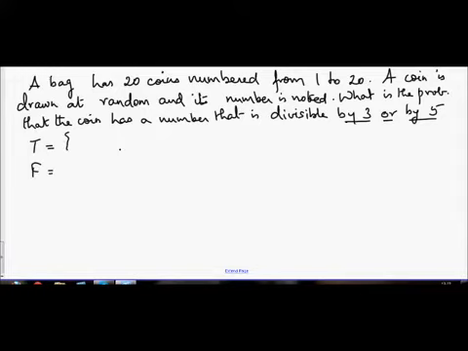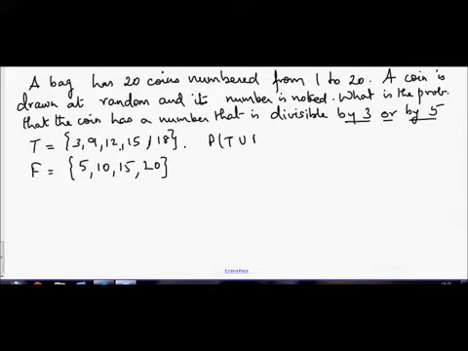What are the numbers between 1 and 20 that are divisible by 3? That's what you are supposed to do first. 3, 9, 12, 15, right? 18. You have 18 as well before 20. Divisible by 5, it starts with 5, 10, 15, and 20 is also included. So you need to find T union F, right? The probability that the number is divisible by 3 or by 5, so T or F.